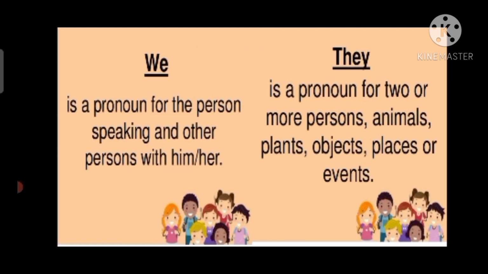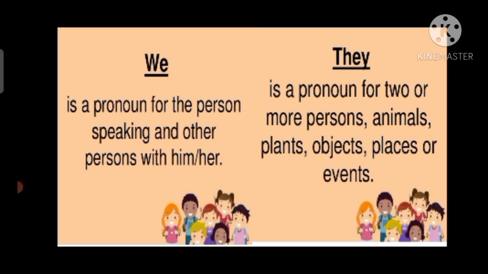Now next is we. We is a pronoun for the person speaking and the other persons with him or her. We means there will be a person, and along with that person, along with that boy or girl or man or lady, there will be other people. Understood? We means among that one person will be speaking and there will be other people, not singular, not one, many will be there. We and they means many.